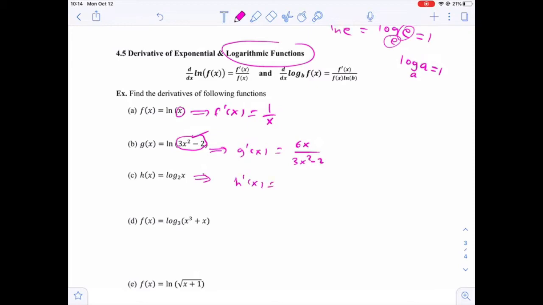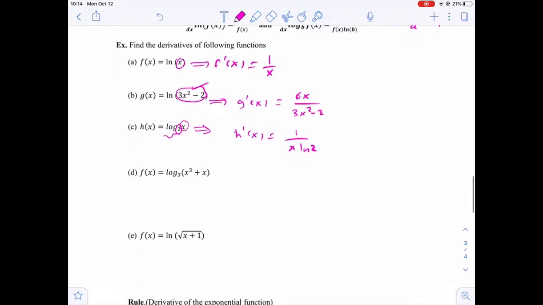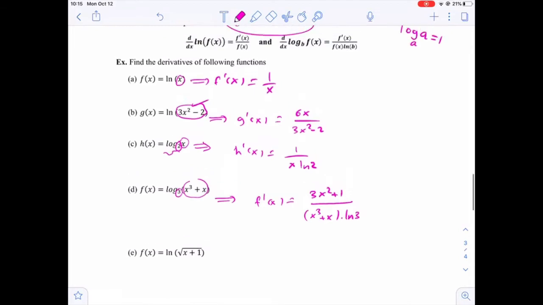Here, what is derivative of h? Here, this is log, so we use this formula here. So derivative of the inner function x is 1 over the inner function x times natural log of the base. The base is 2. Here, what is derivative of f? Derivative of the inner function is 3x squared plus 1 over the inner function x cubed plus x times natural log of the base. The base is 3.